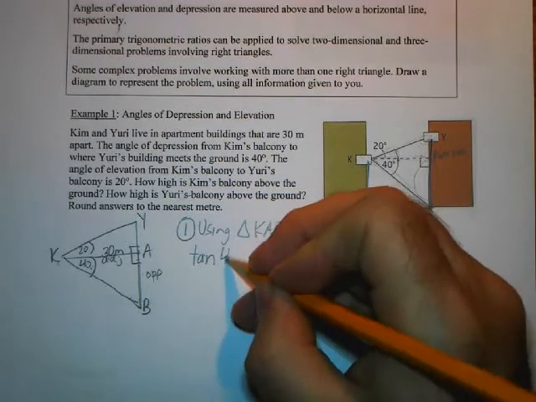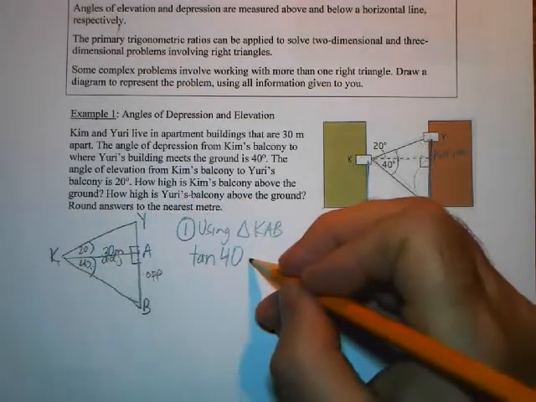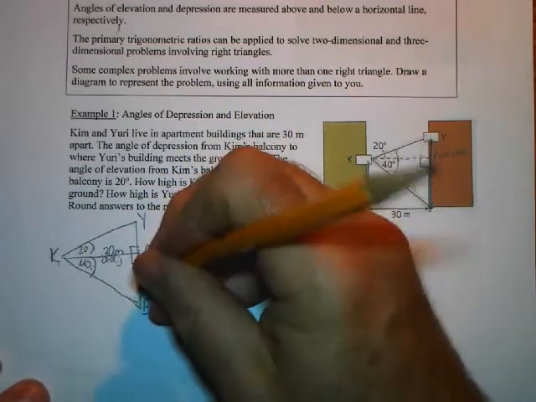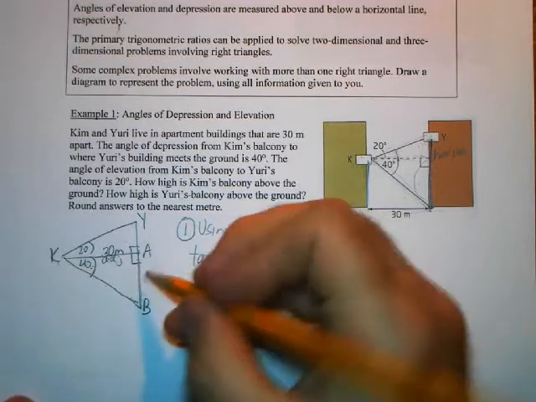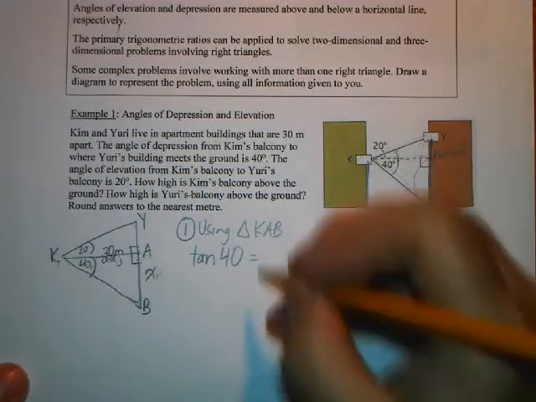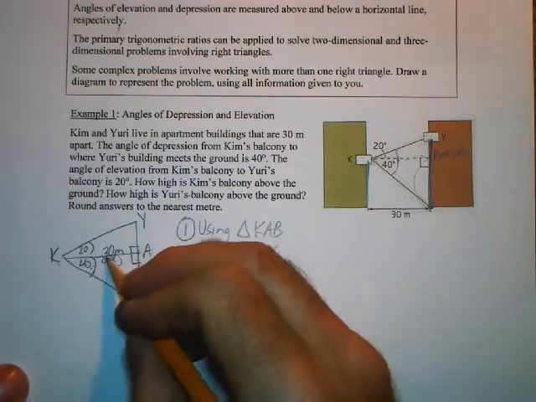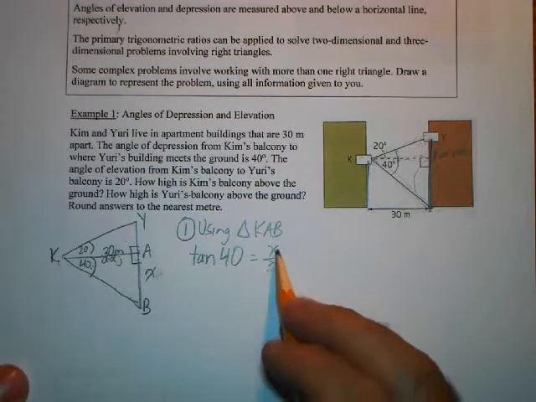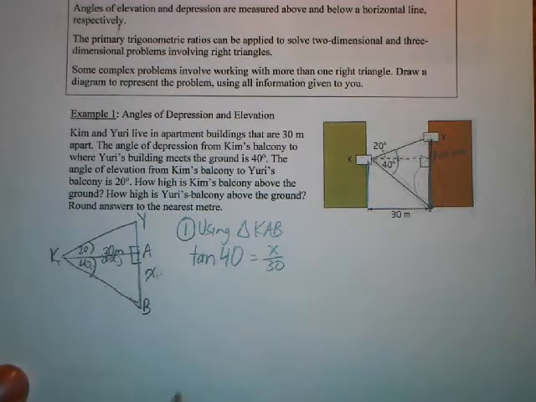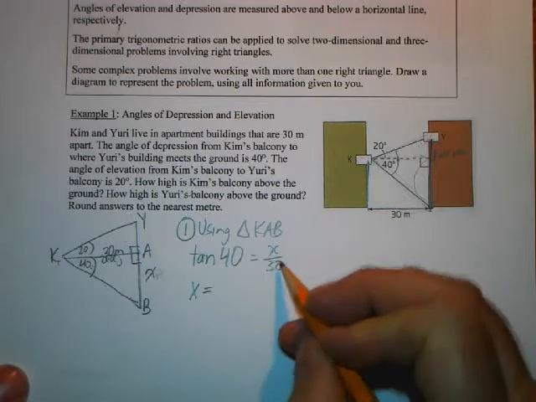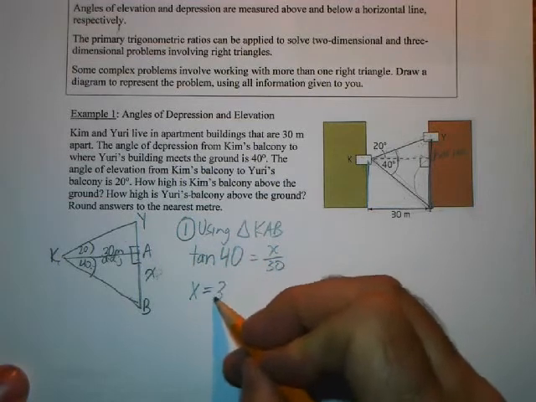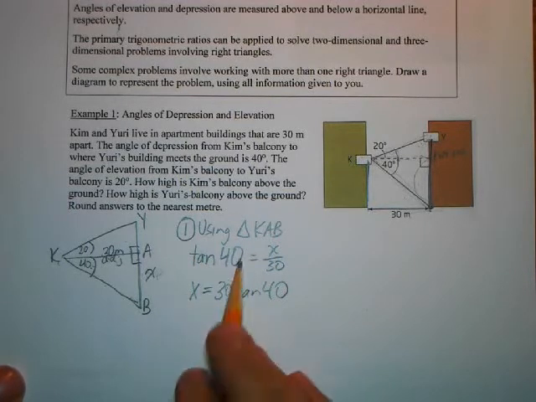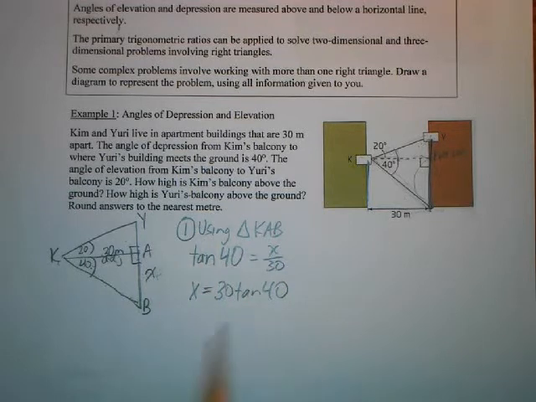Okay, so in this case, tan of the angle 40 is equal to the opposite side. Now the opposite side, instead of calling it opposite, I'm just going to give it variable x. That's equal to x over the adjacent side, which is 30. If I want to get x by itself, I multiply both sides by 30. So x equals 30 tan 40. And remember, when we multiply a trig ratio by a number, we always put the number in the front.